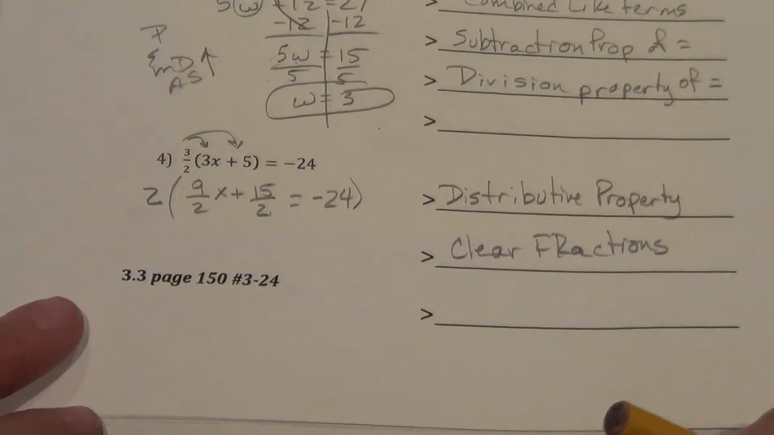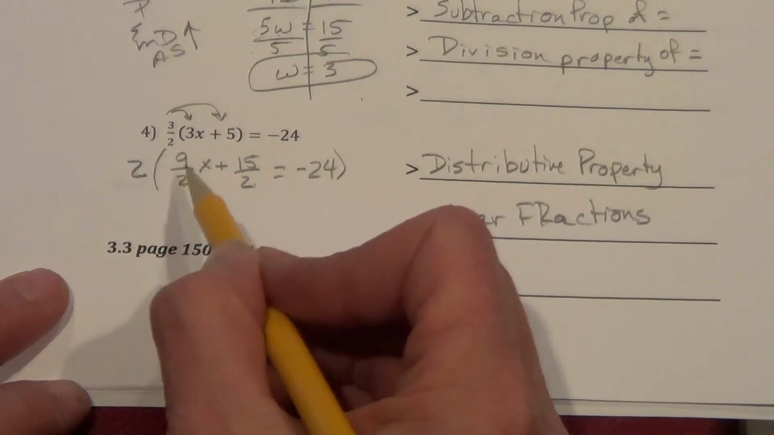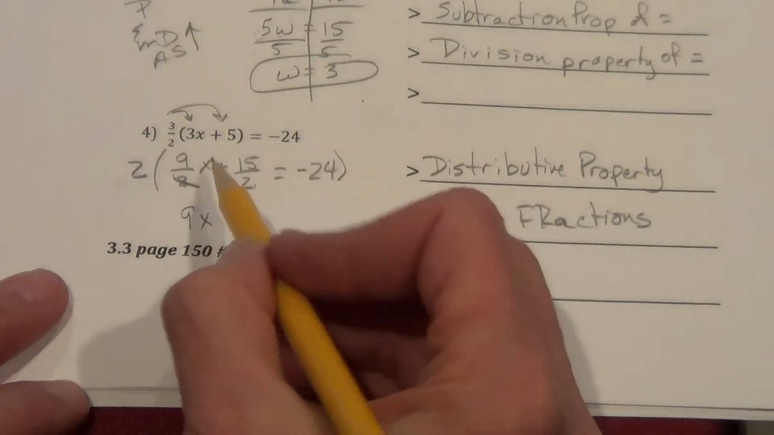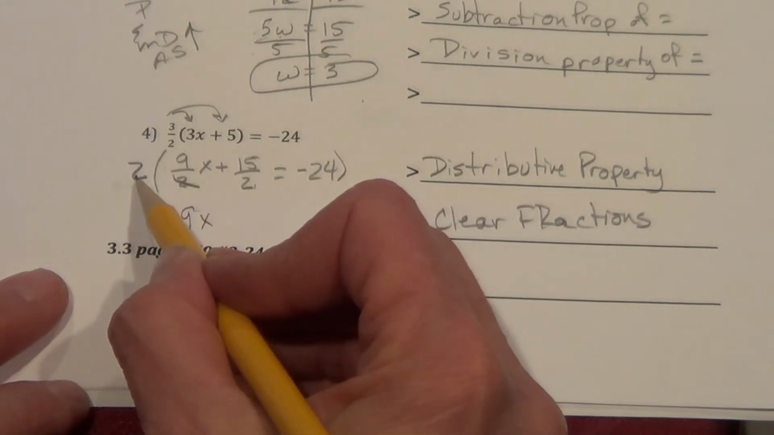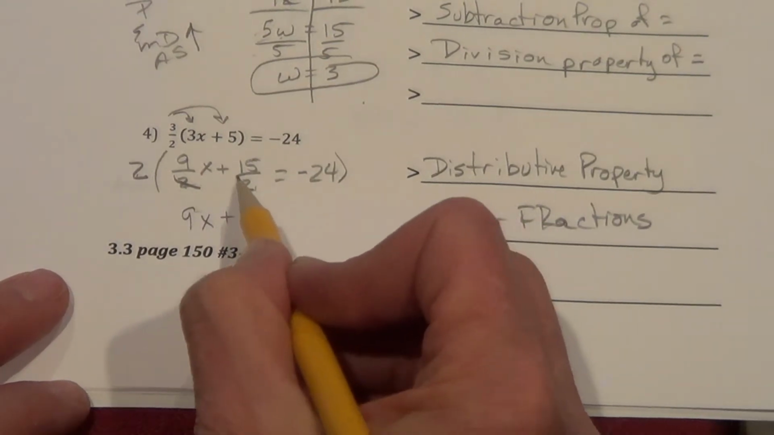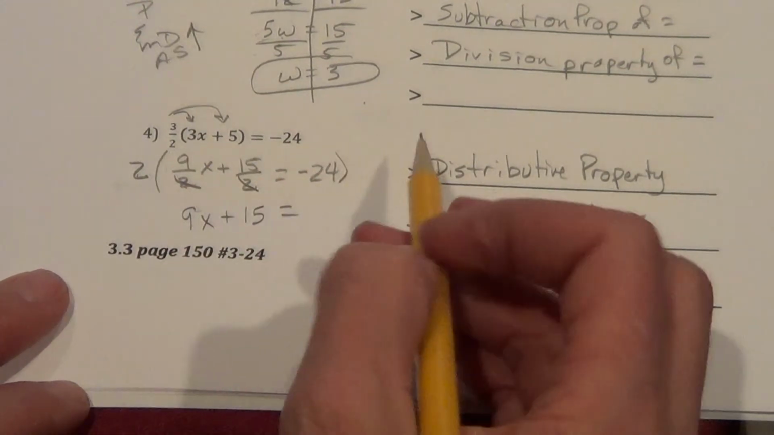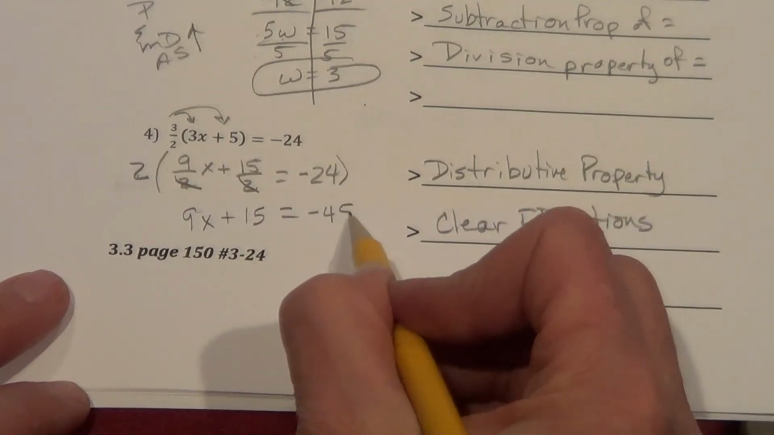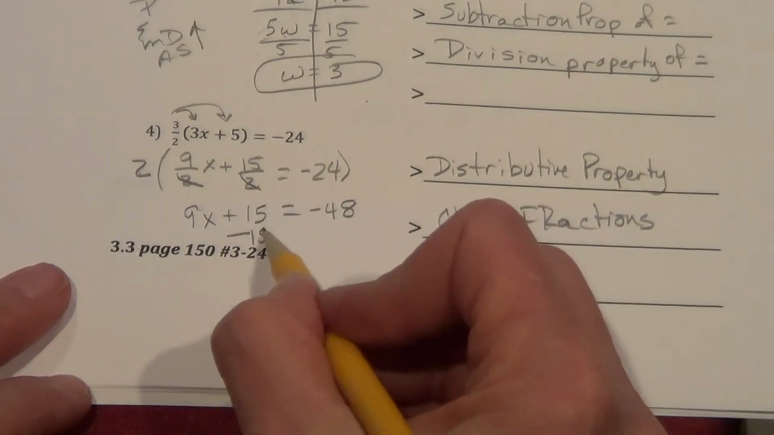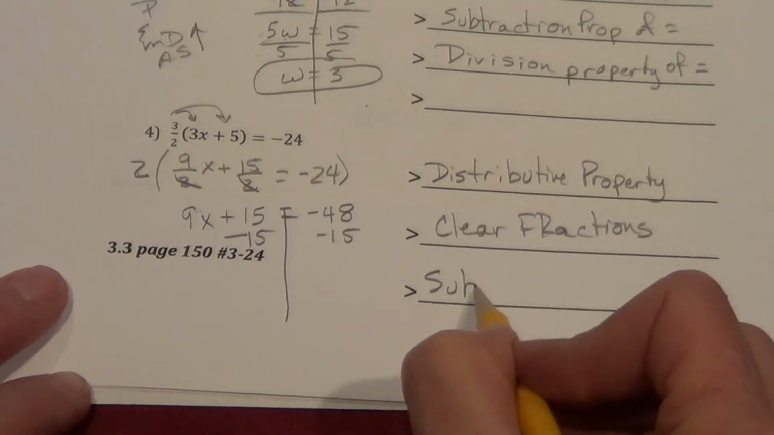It's not a property that I ask you to memorize there. So when we multiply 9 halves by 2, it will wipe out the 2 on the bottom, because that would reduce. We just have 9x. When we multiply the 2 by 15 over 2, it would reduce with the 2 on the bottom, so we just have 15. Multiply 2 by negative 24, we'd get a negative 48. Okay. Next step, we'd subtract 15 from each side. That's subtraction property of equality.